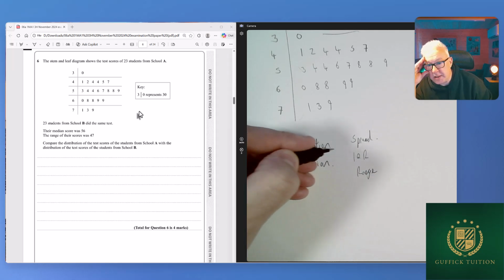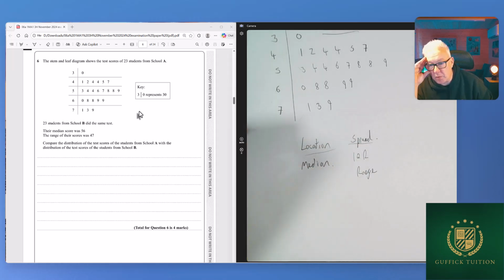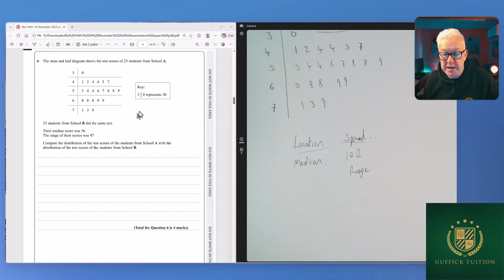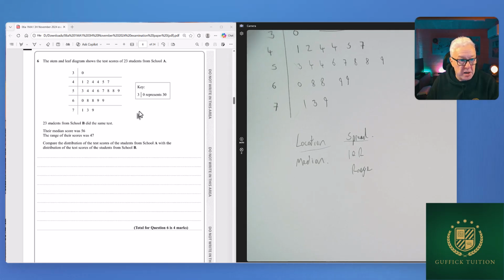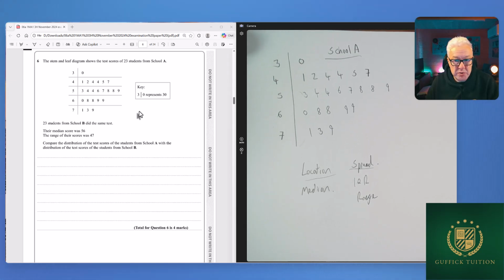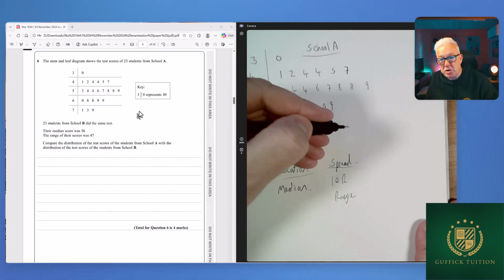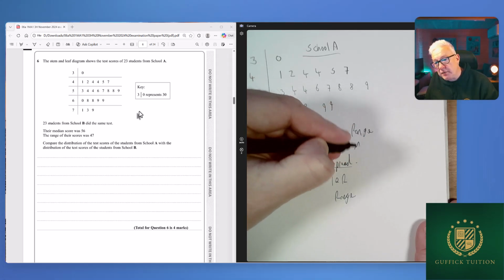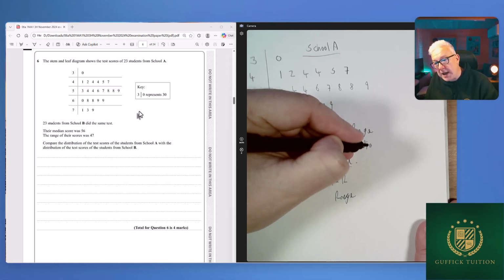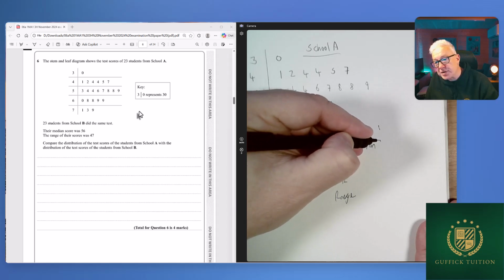Okay, so you always need to compare one measure of location with one measure of spread, and at least one of those needs to be in context, which means it needs to be talking about the kinds of things that the question's talking about. So the first thing I think we should do is find what is the range and what is the median for school A so that we can compare them with school B.